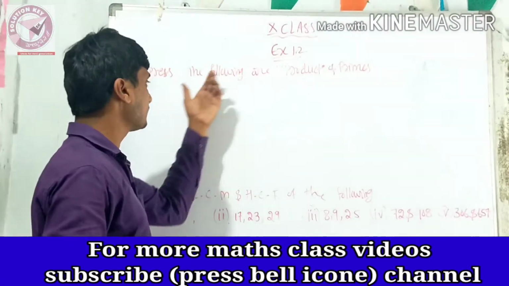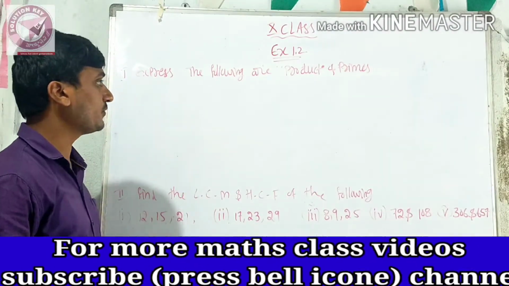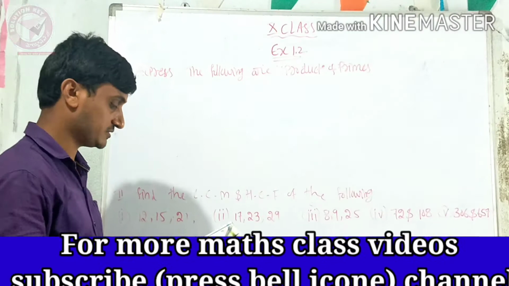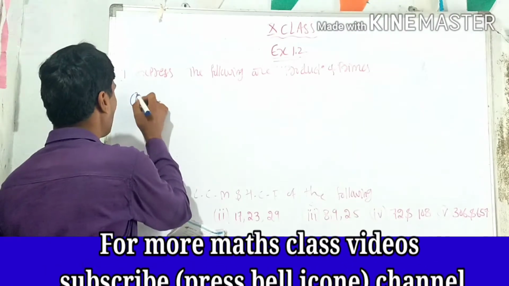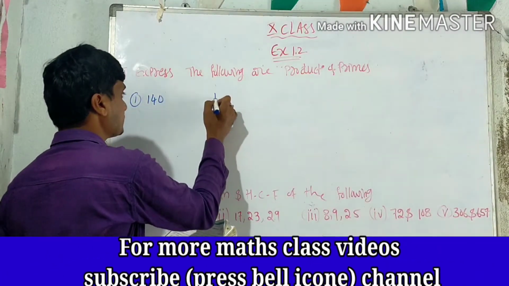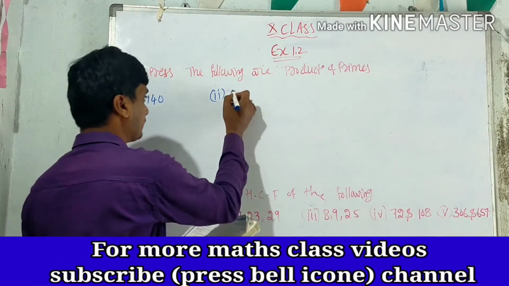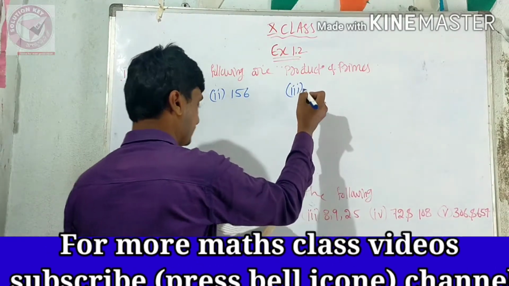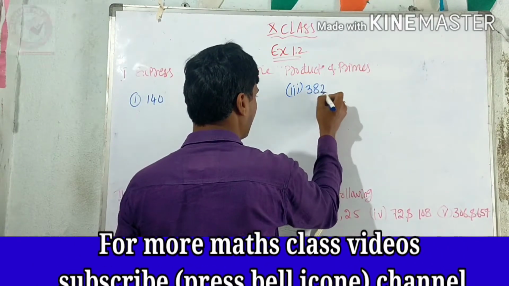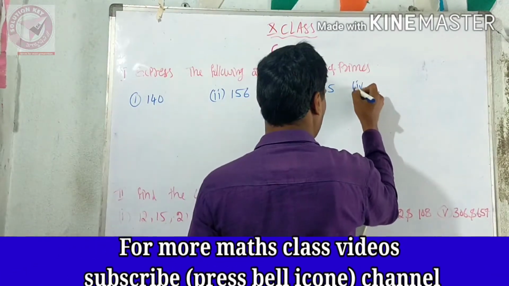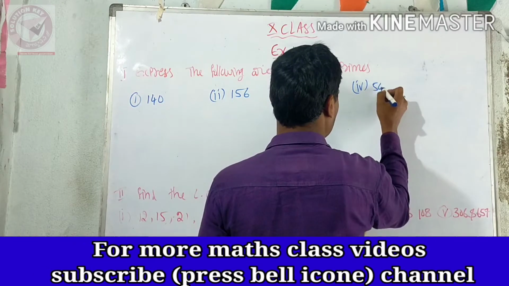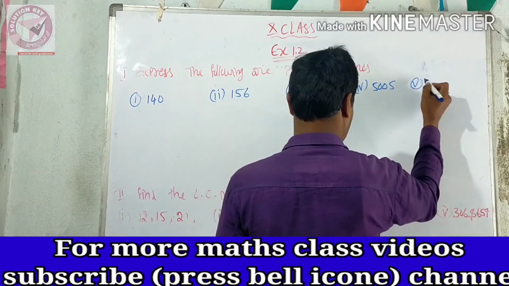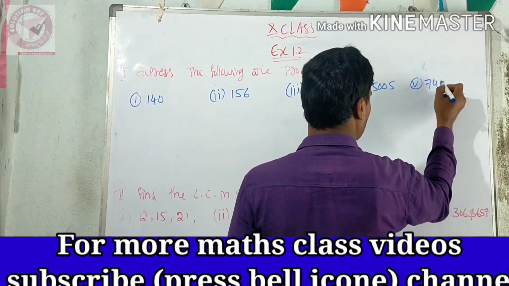In exercise 2, the first bit is: express the following as a product of primes. First problem 140, second one 156, and 3825, and 5005, and the fifth one is 7429.